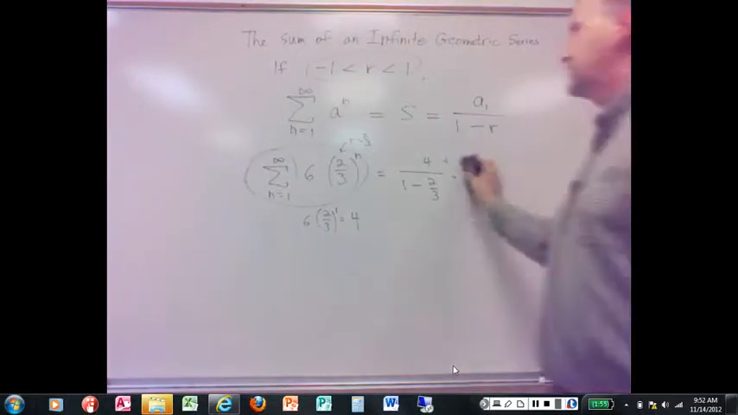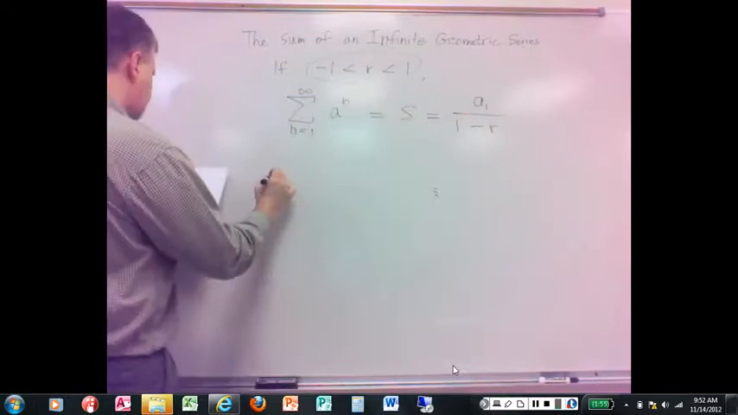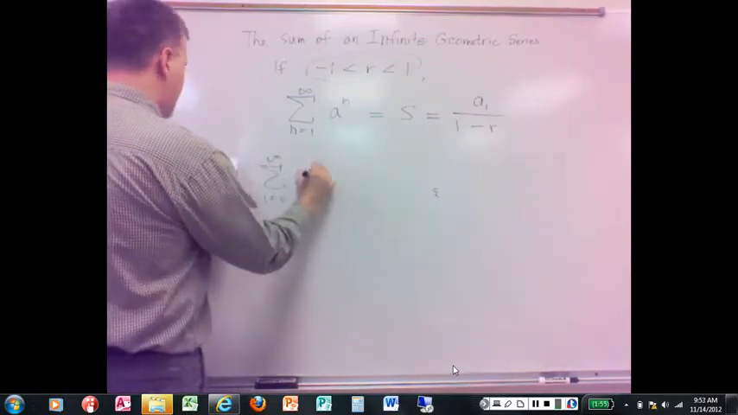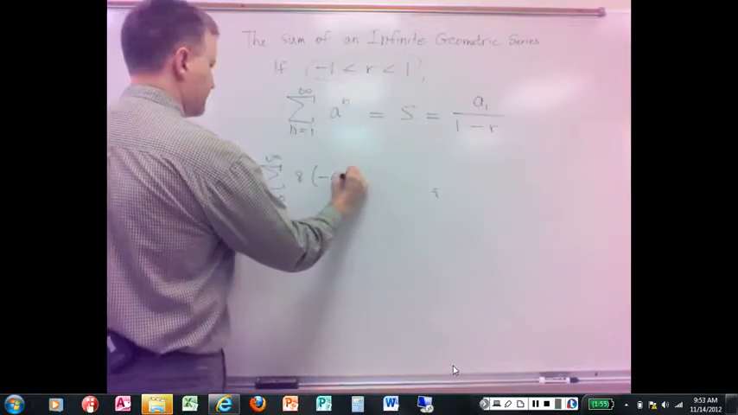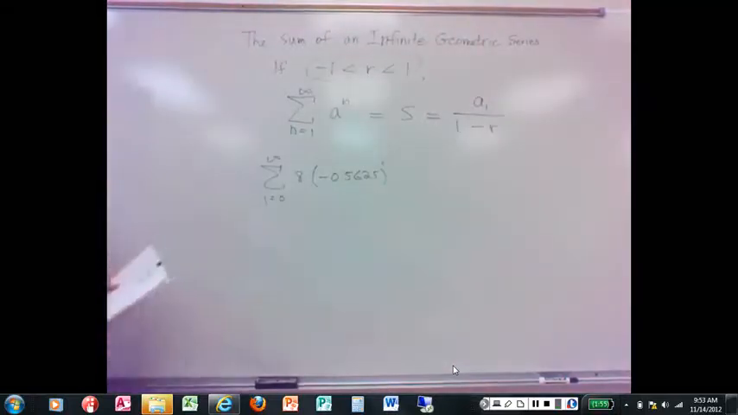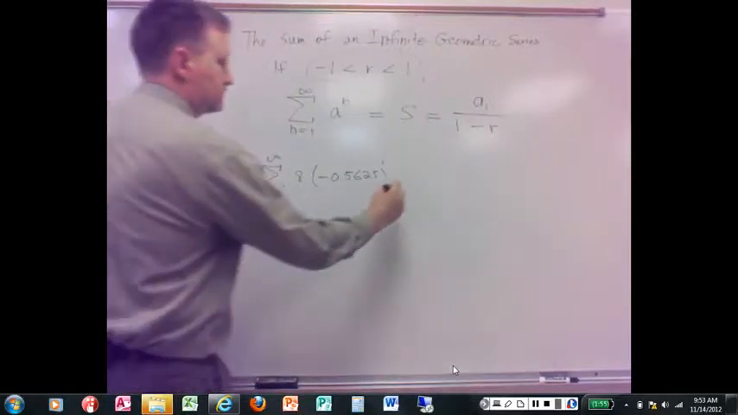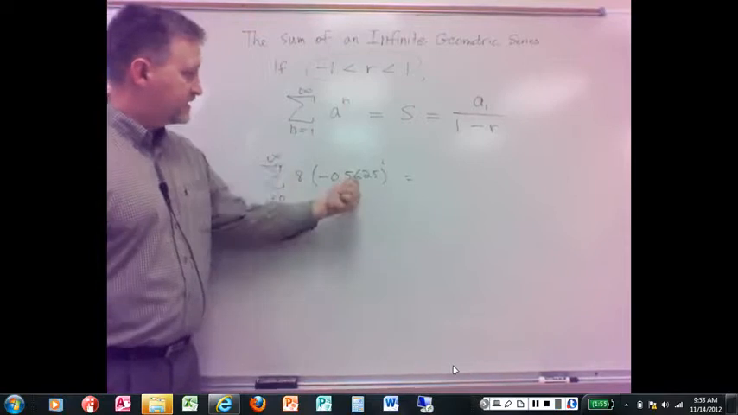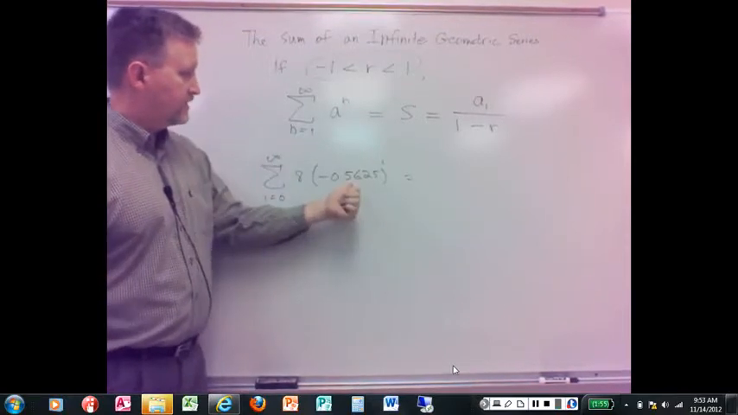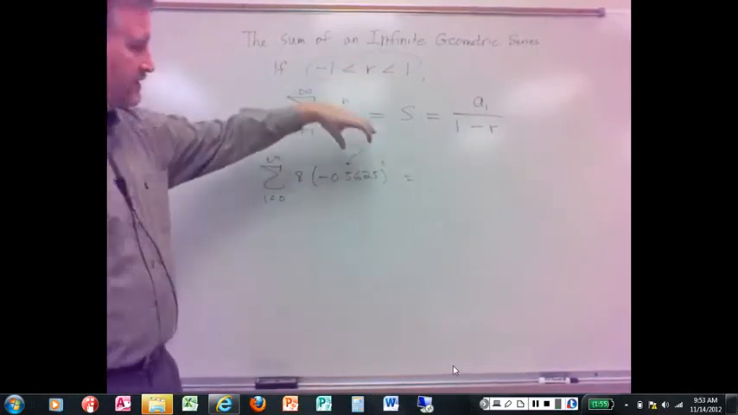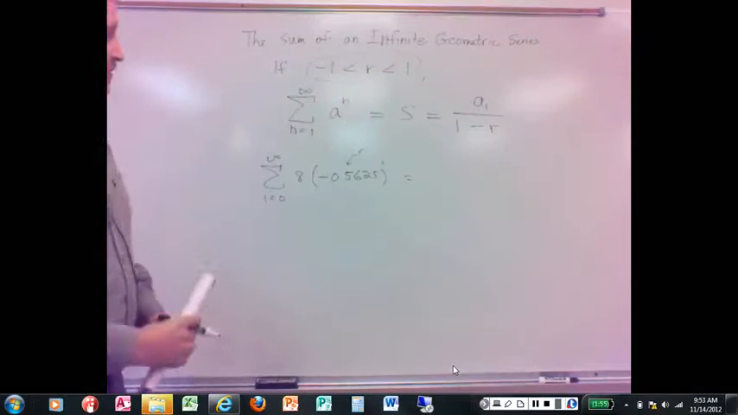What about the summation i equals 0 to infinity of 8 times negative 0.5625 to the i? So again, that fits our parameters, doesn't it? We're going to infinity, and we've got r's between, that's my r. So r is between -1 and +1. As long as that's true, then we can use this formula.